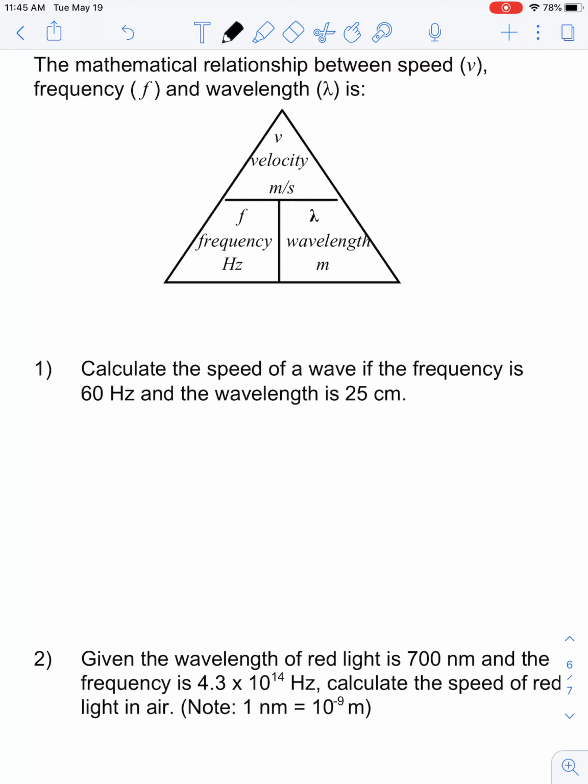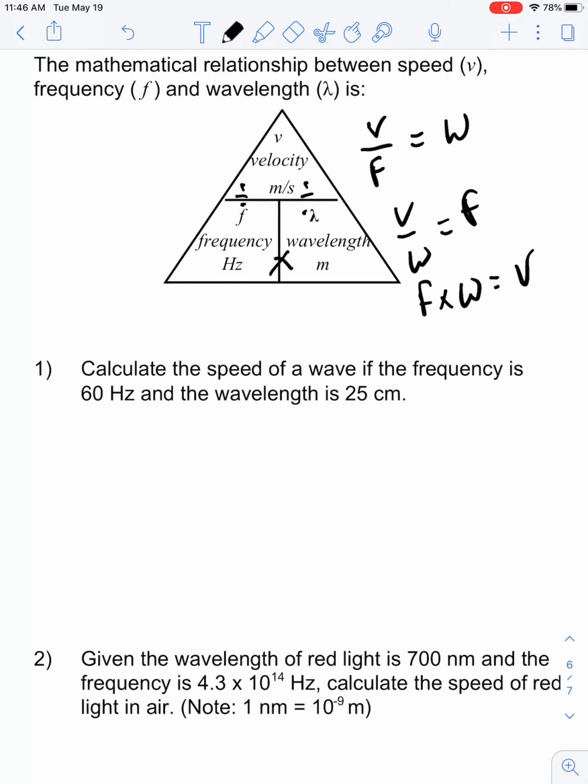The relationship between speed, frequency, and wavelength is shown in this triangle. These triangles are rather nice to use. At the bottom of the triangle we're multiplying, and at the top it's divide and divide. So velocity divided by frequency is going to equal wavelength. Velocity divided by wavelength is going to equal frequency, and frequency times wavelength is going to equal velocity. So hopefully you understand how to use these triangles.